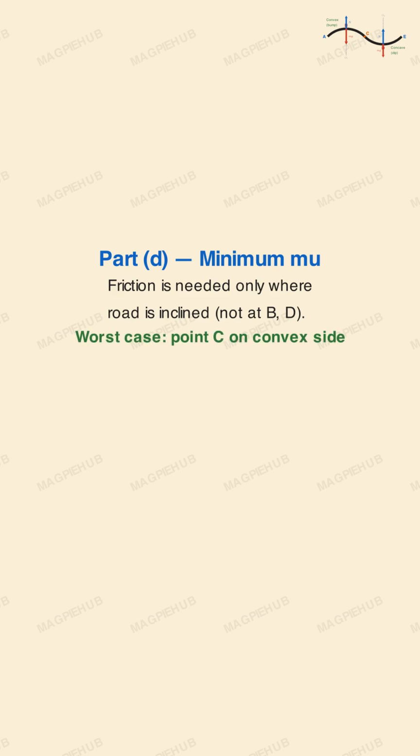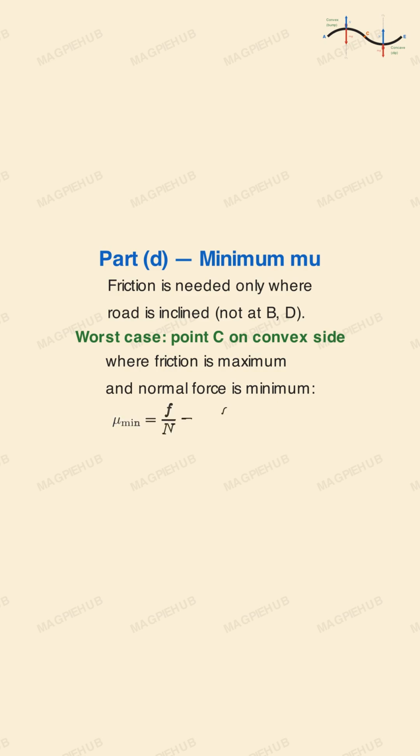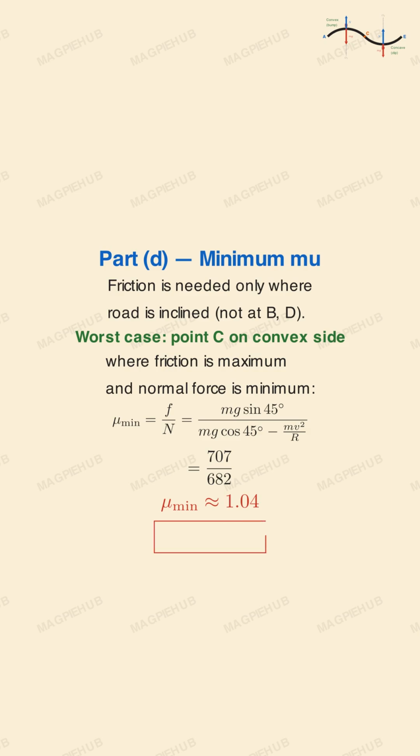Part D. The minimum friction coefficient. Friction is only needed where the road is inclined, not at the horizontal points B and D. The worst case is at point C on the convex side, where friction demand is highest and the normal force is lowest. Mu minimum equals friction divided by normal force. That is mg sin 45 divided by mg cos 45 minus mv squared over r. Plugging in the values, this is 707 divided by 682, which gives approximately 1.04.